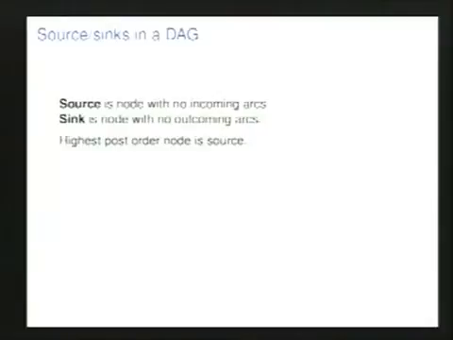But this is another way to prove it. The way this gentleman suggested is the highest post-order node is a source because it's first in topological order. Obviously, there's no incoming arcs.